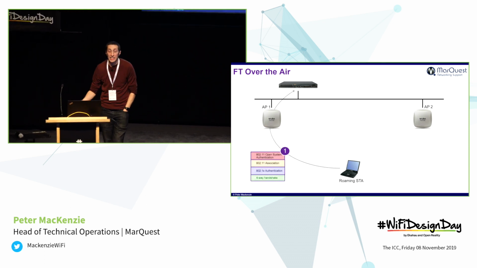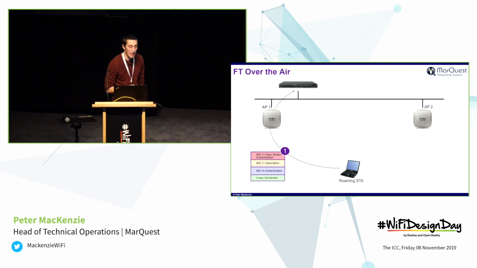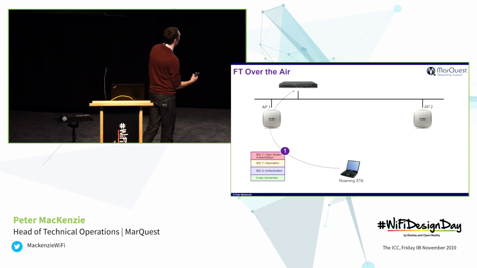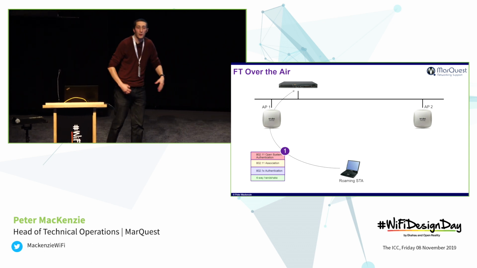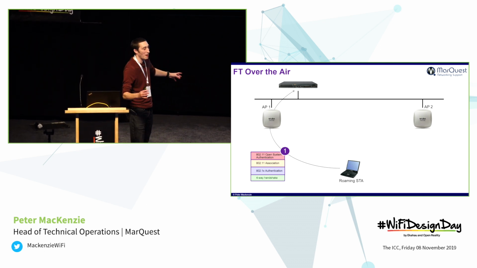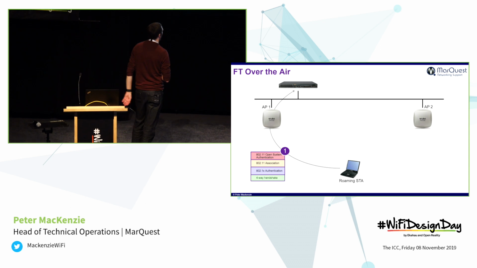Initially, it needs to associate to the first AP. So it goes through open system authentication, association, 802.1x authentication, and a four-way handshake. Your initial connection to the network still hasn't changed in any of these methods. We have to go through the full process.